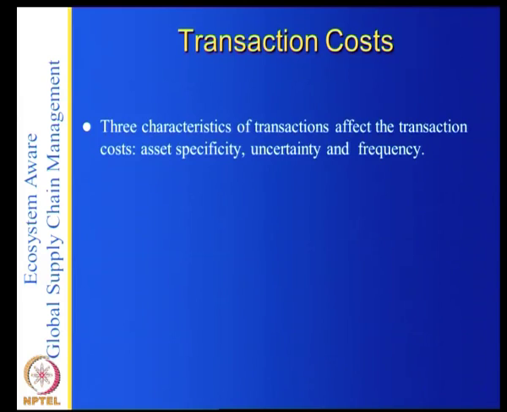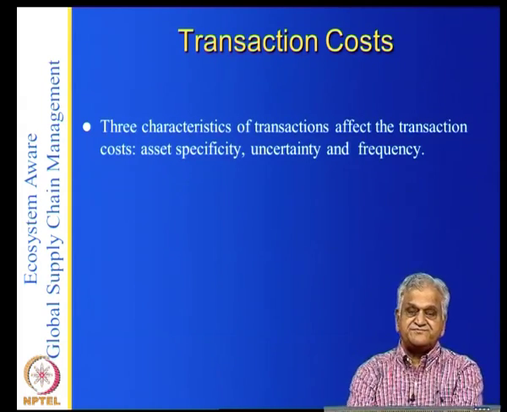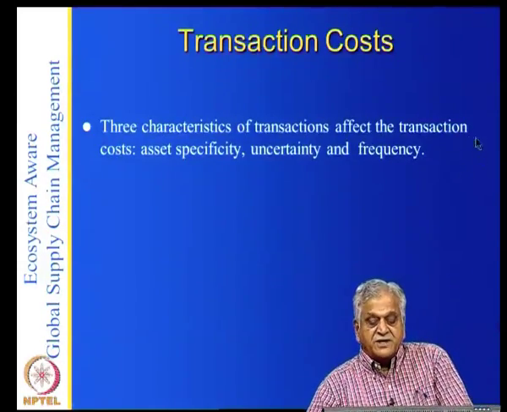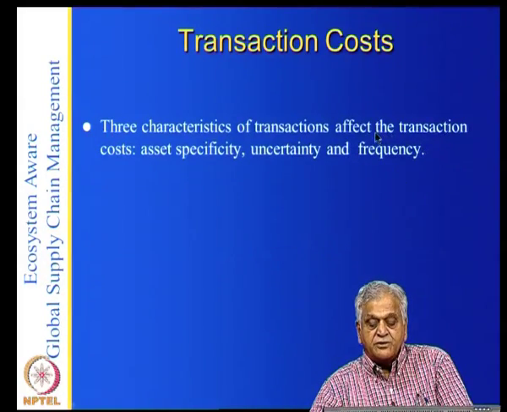So, what are the transaction costs? Three characteristics of transactions affect the cost. One is what is called asset specificity, the second one is uncertainty, and the third one is frequency. Frequency is easily explainable. How frequently do you need it? Do you want it only once, or every week? If the frequency increases, that matters. It's not a once in a lifetime kind of activity, but a daily or weekly activity.